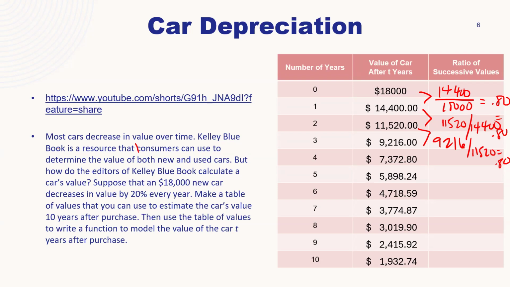So as we keep going, we would end up finding out that our depreciation would be 0.80, 0.80, 0.80, 0.80, 0.80. 8 tenths, 80 hundredths. However you want to look at it, it's still going to be the same for all of them, right?